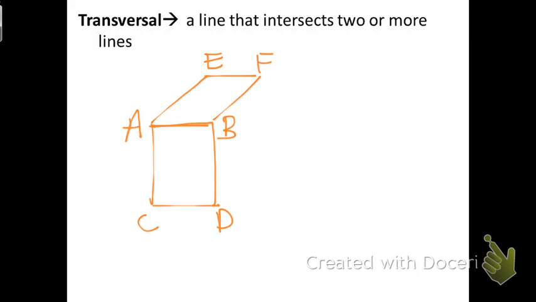Okay, to not be in the same plane, we talked about CD and EF. Those are not in the same plane, so they would be considered skew. Another pair that we could look at, AC and FB, are not in the same plane and they do not intersect. So they are also known as skew.